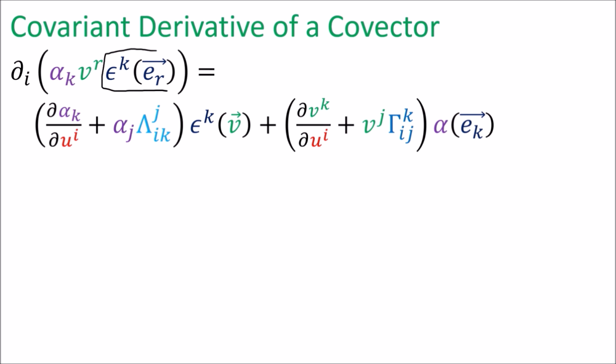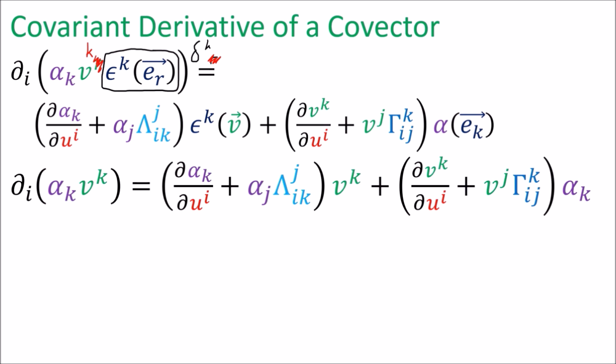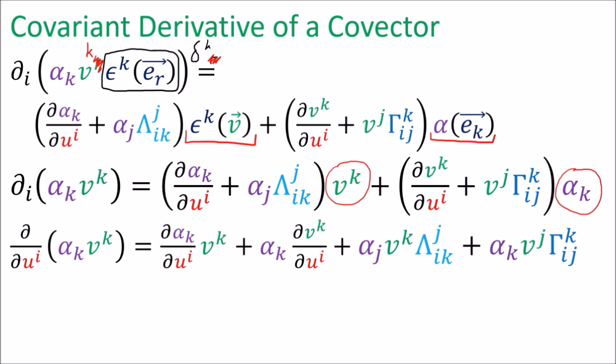So epsilon k of e_r is the Kronecker delta k r. So we can cancel out the r indexes and get k here. And epsilon k of v is just the component v^k by definition. And alpha of e_k is the component alpha_k by definition. And expanding all this out, we get this. Now notice that this derivative of a product can be expanded using the product rule. And the product rule would give us exactly what we see on the right side of the equation here. So because this and this are equal, we can just cancel them from either side of the equation.